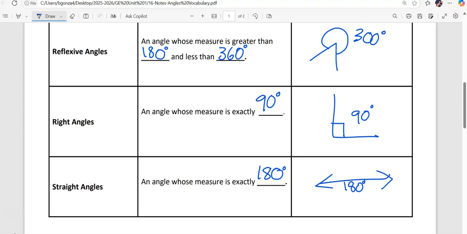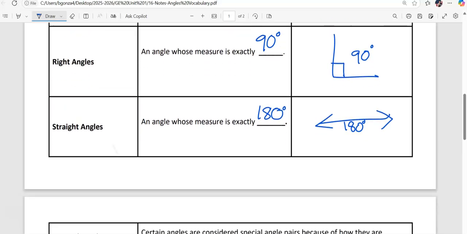Does everyone have the front page of your notes done? Get it? And then flip it. We're halfway done. Look at that. So we talked about the angle types, and now let's talk about the angle pairs.